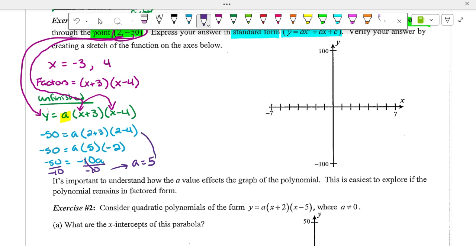So now I'm going to take that a value and put it back into my unfinished equation. So my full factored form of this function is y is equal to 5 times x plus 3 times x minus 4.